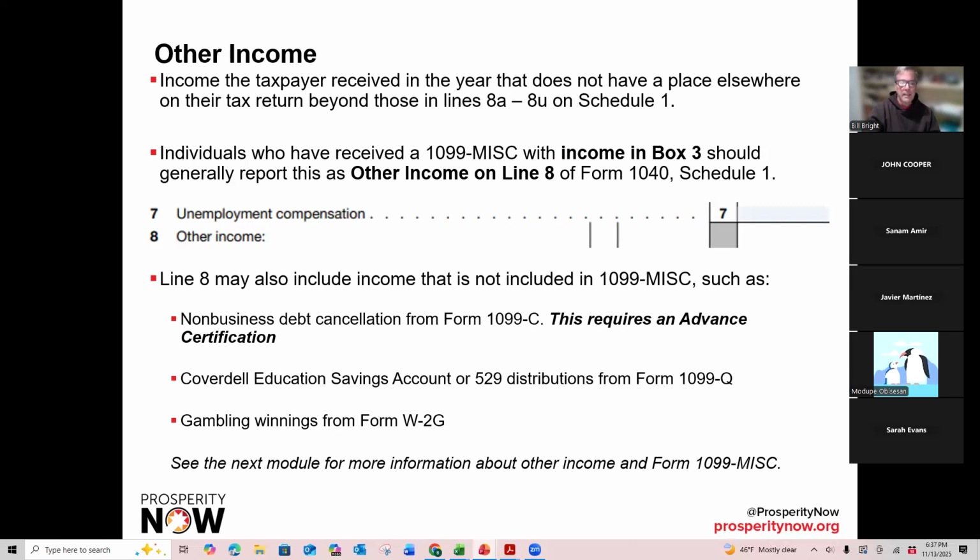Same thing, I had another client who played the organ during the Christmas holidays at her church because she's an amazing organ player. They gave her a stipend of X amount of dollars and a 1099 miscellaneous. And she's not in the business of soliciting business as far as playing the organ, but there you go. You've got to report that stuff.